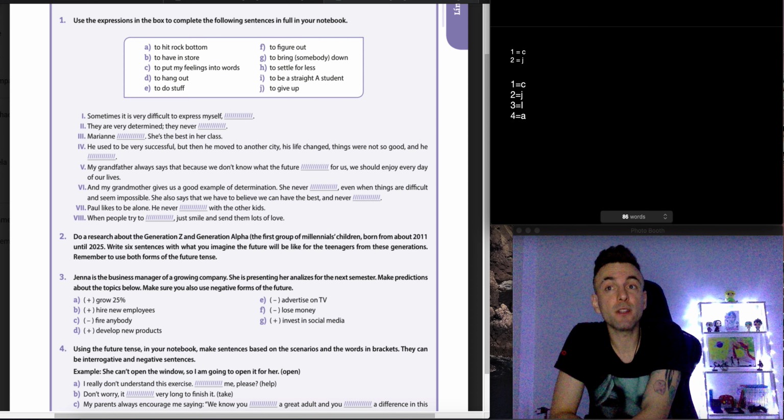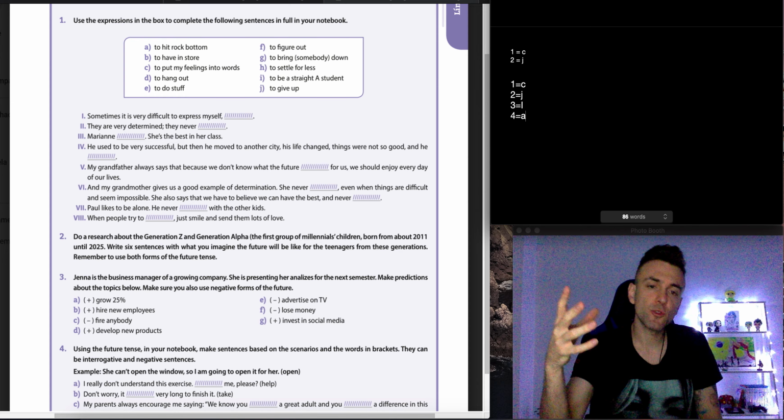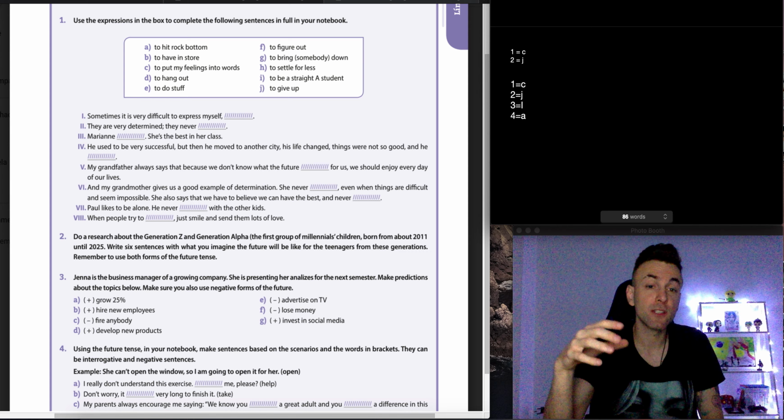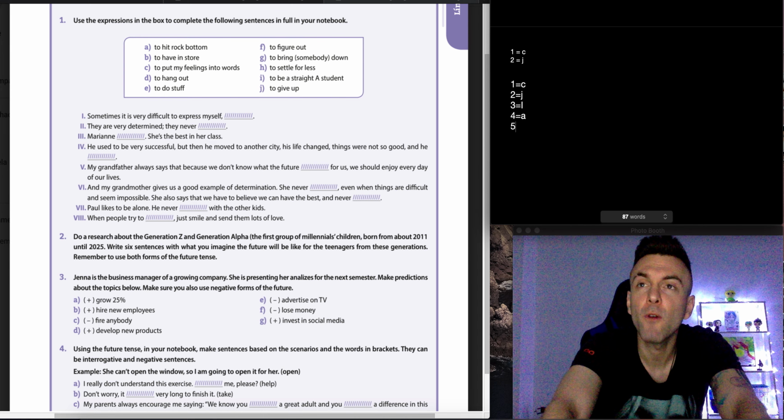Number 5, my grandfather always says that because we don't know what the future has in store for us, we should enjoy every day of our lives. The future what? I think we could say the future has in store for us. In my opinion, this is the best suited answer. When we don't know what the future holds, what the future has for us. So that's the reason I'm going to go for number 5 equals B.